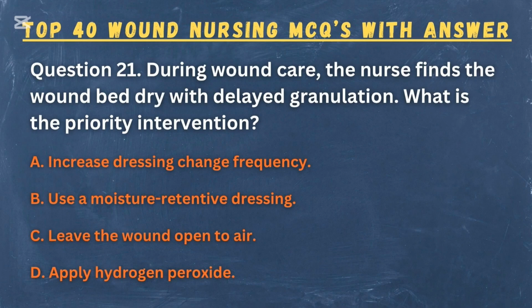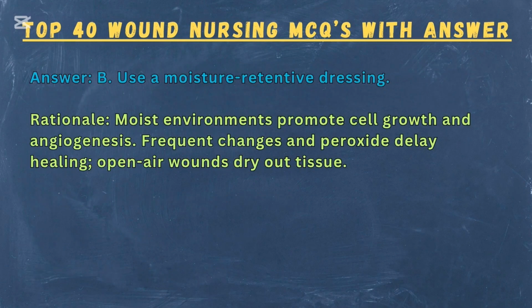A. Increase dressing change frequency. B. Use a moisture-retentive dressing. C. Leave the wound open to air. D. Apply hydrogen peroxide. Answer. B. Use a moisture-retentive dressing.